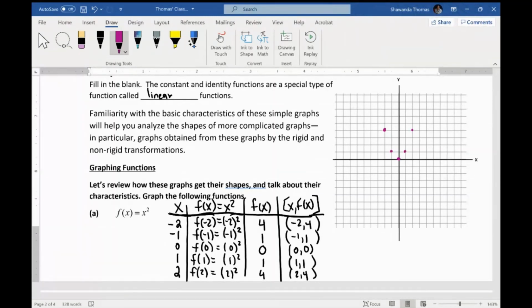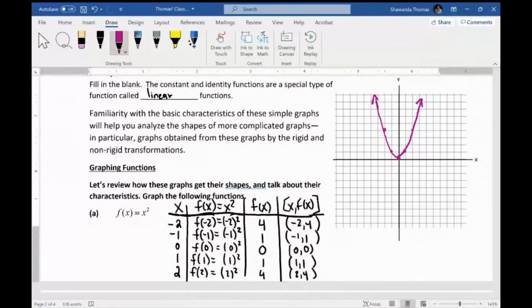A U. So since we know what it looks like, you need to make sure that you're kind of curving your graph. Okay, a little bit like that. All right. It should not look like a V. It should look like a U. All right. So that's how it gets its shape.